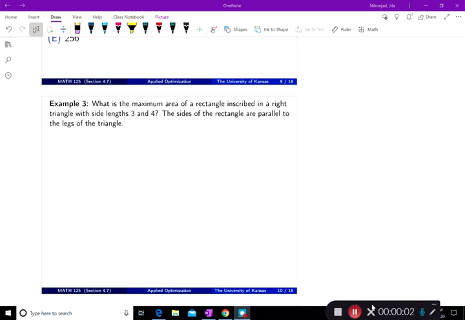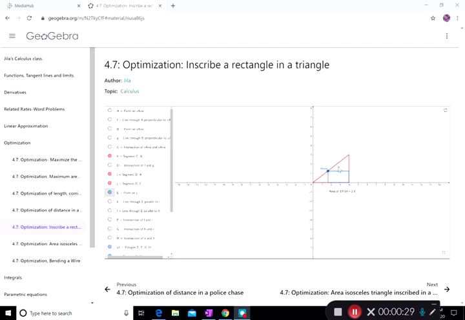Continuing with section 4.7, and this is part 3. The example this time: what is the maximum area of a rectangle inscribed in a right triangle with side lengths 3 and 4? The sides of the rectangle are parallel to the legs of the triangle. So what is the shape of this? The sides of the triangle are 3 and 4, and the sides of the rectangle are parallel to the two legs of the right triangle.